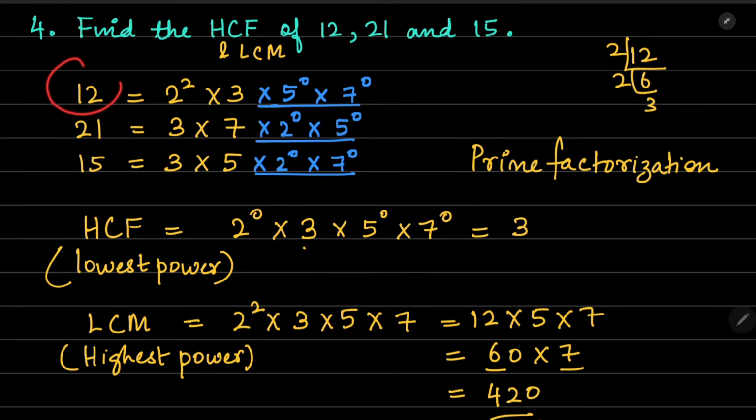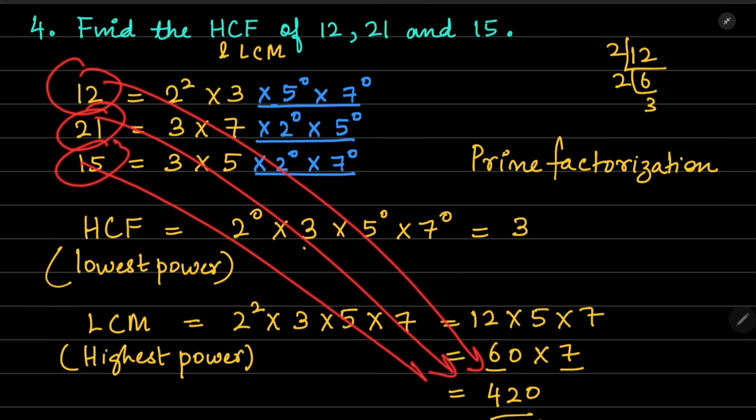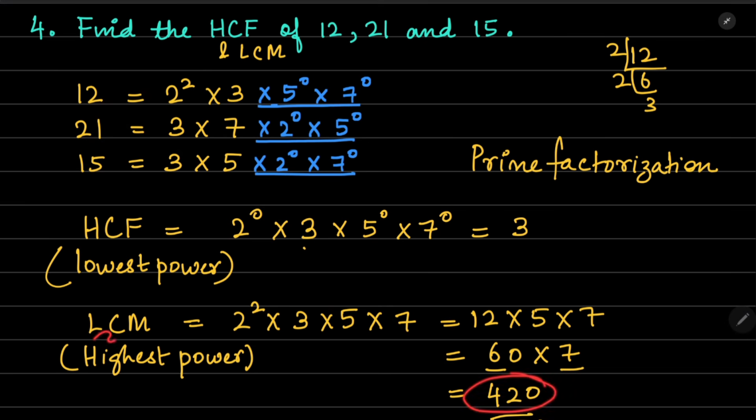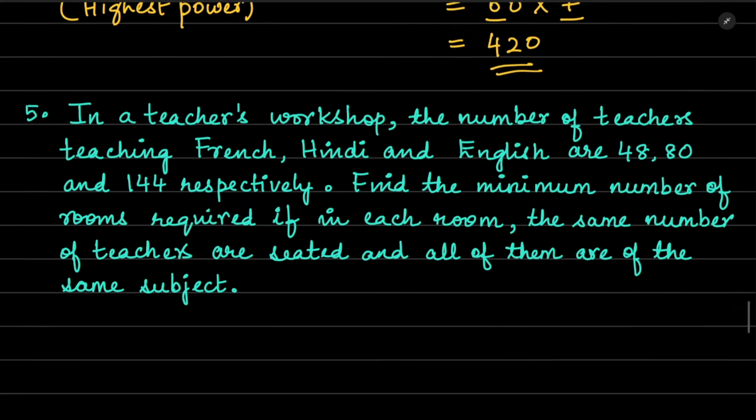LCM is nothing but the number divisible by 12, 21 and 15. So 12 can divide 420, 21 can divide 420 and 15 can also divide 420 perfectly. Least common multiple, right? The lowest number which can divide, there cannot be a number which is lesser than this 420. The smallest number which all of 12, 21 and 15 can divide. All these 3 numbers can divide 420. Okay. Hope you understood. Let's move on to the next question.